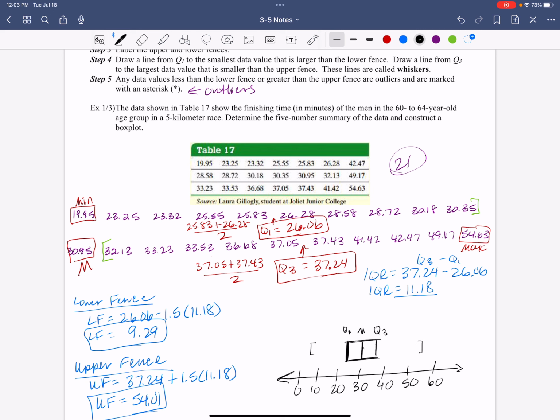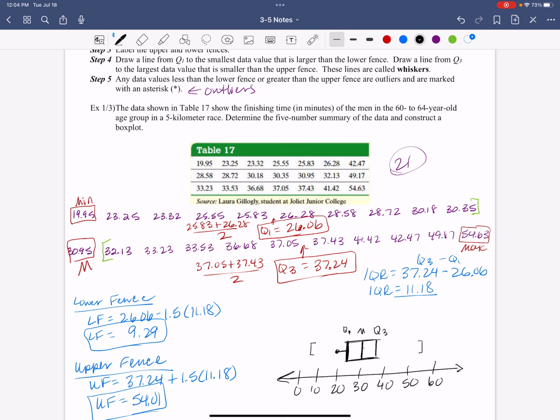All right, so that's the next step that we're looking at. Then we're going to draw a line from quartile 1 to the smallest value that's larger than the lower fence. So basically, what's the smallest value that's still within my fence is the goal there. Well, I'm good with that because 1995 is my smallest value. So that's still within my fence. So I'm going to put a little dot right there, and then I'm going to connect it.